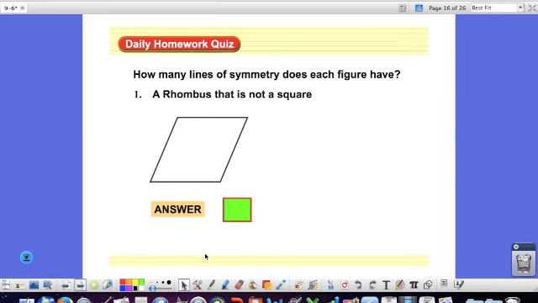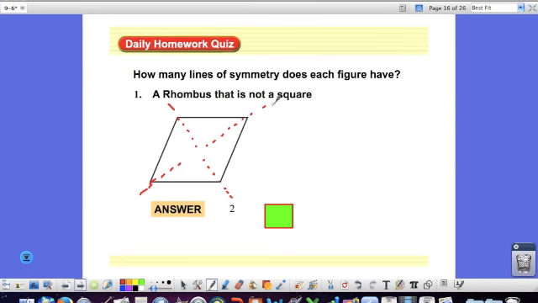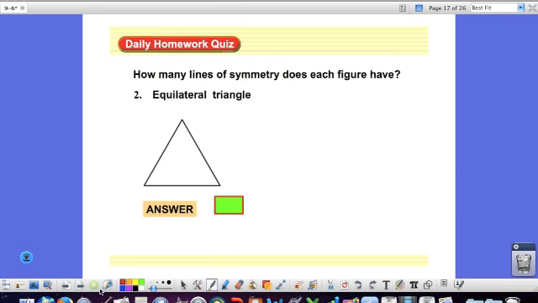How many lines of symmetry does each figure have? A rhombus that is not a square. I think we've seen this one before. It has 2 lines of symmetry. We've talked about it having rotational symmetry at 180 degrees, and 2 lines of symmetry. How many lines of symmetry does this figure have? We've already talked about this one also. An equilateral triangle has 3 lines of symmetry.